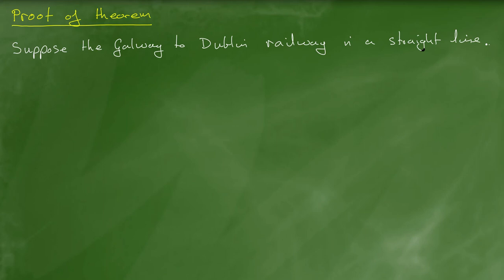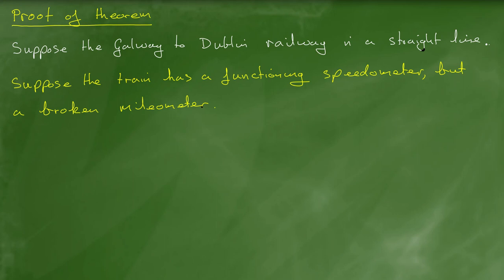So let's suppose that we have a train travelling from Galway to Dublin, and that the train has a speedometer, which works fine. But let's imagine that the mileometer is broken on the train. So the driver of the train at any given time won't be able to look down and record how far the train has travelled. But we can imagine that the driver has a stopwatch, because all train drivers have stopwatches.